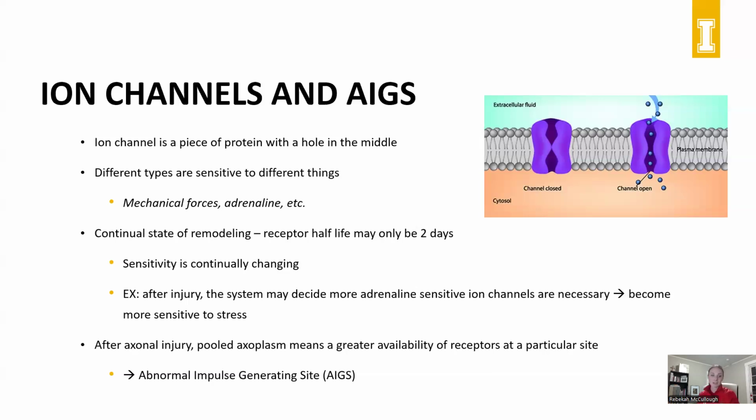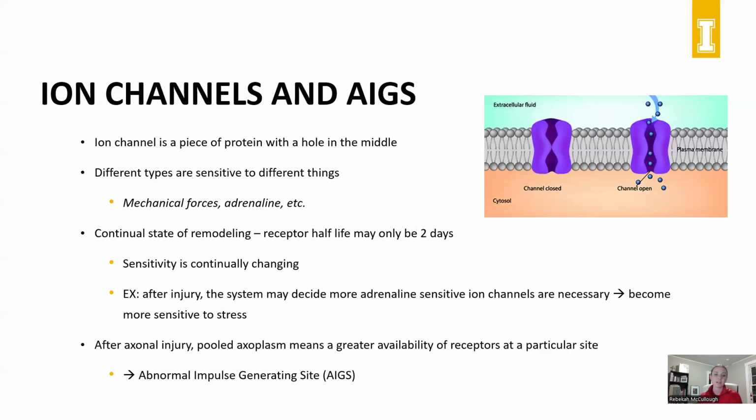So for example, after an injury, the system may decide that it needs more adrenaline sensitive ion channels in that particular area. So then that area would become more sensitive to stress. And this is important to understand, especially as we work with those chronic pain patients. If they have a lot of increased adrenaline sensitive ion channels, then it's important to understand how stress can affect the pain experience that they have.